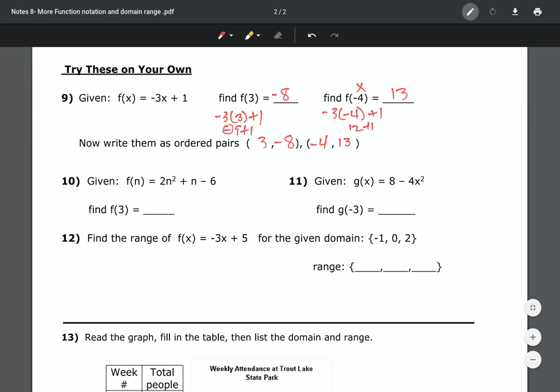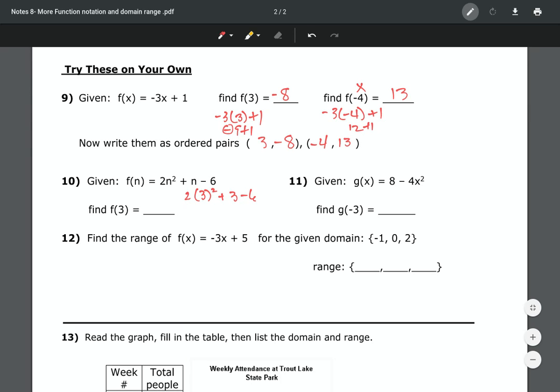Then on problem 10, it says, given the function f(n) equals 2n squared plus n minus 6, find f(n) when n is 3. All right, so we would have to, by hand, again, you can always put this in your calculator, put 3 in place of n. Every place that you see an n, you're going to put a 3. So here we have to do our order of operations. We have to use that.